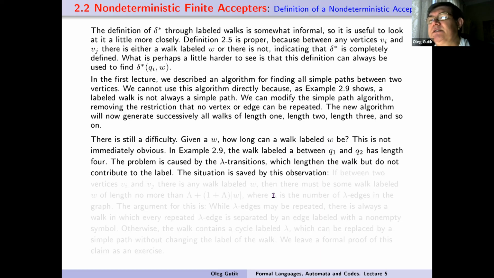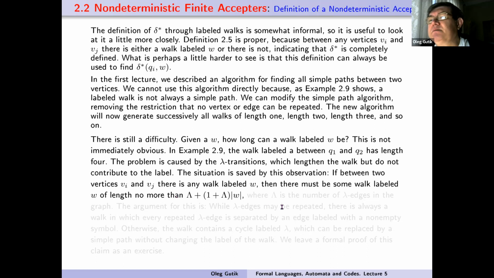This situation is settled by this observation. If between two vertices Vi and Vj there is any walk labeled w, then there must be some walk labeled by the string w of length no more than lambda plus 1, multiplied by the length of the string w, where lambda is the number of lambda edges in the graph.